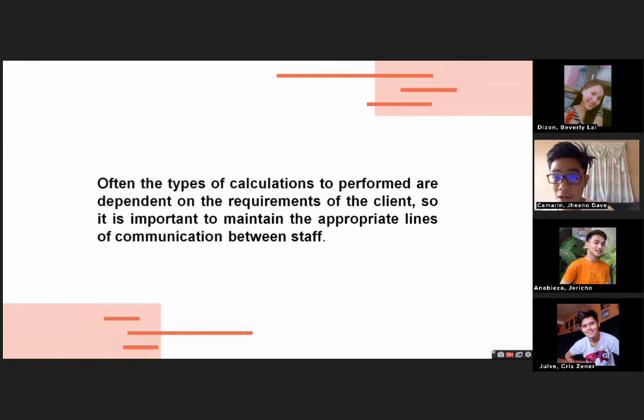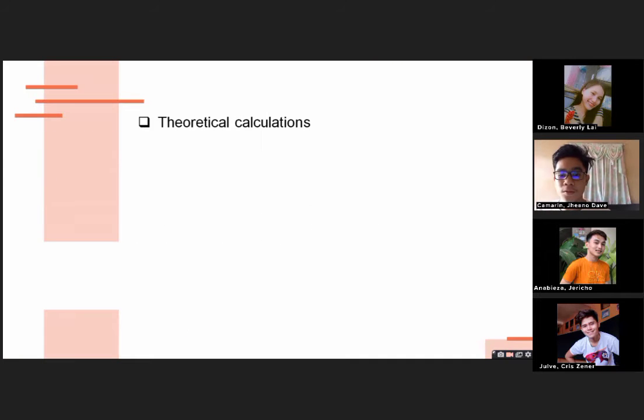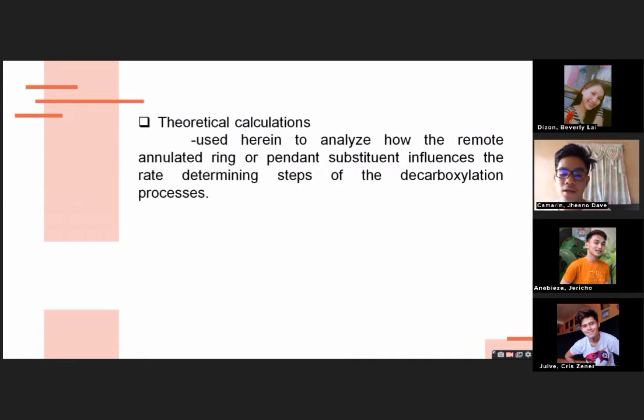Often, the types of calculations to perform depend on the requirements of the client. So it is important to maintain appropriate lines of communication between staff. So let's proceed to theoretical calculations.